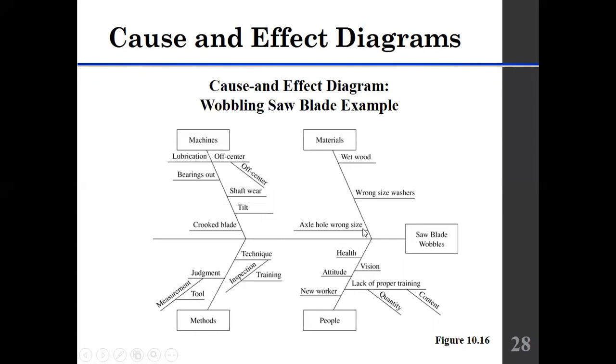You can see the ribs represent the major problems, like material, problems related to people, problems regarding the methods, and problems regarding machines. And the problems related to a major problem like material can be divided into different bones, like wet wood, wrong size washers, axle hole wrong size, etc. So you can draw this particular diagram for any problem in your routine life. This will help you to identify the root causes of a particular problem.